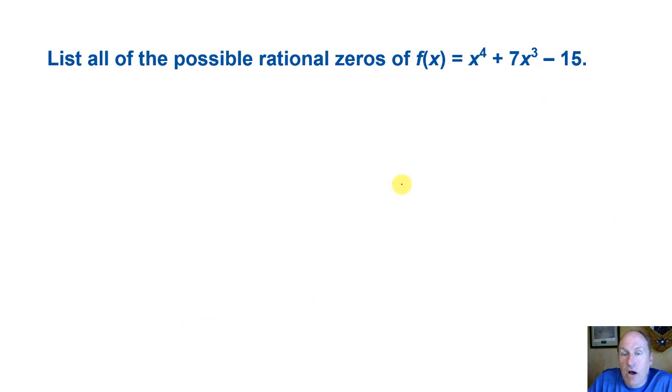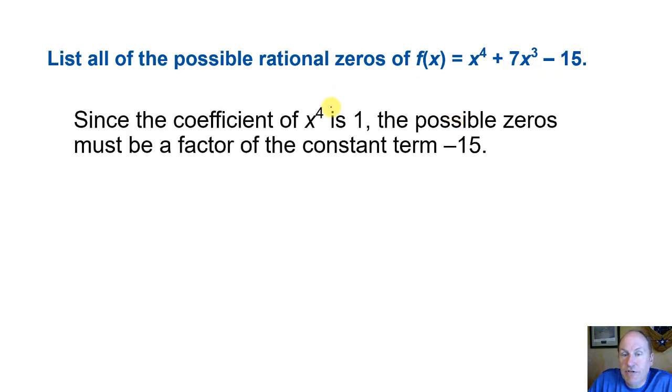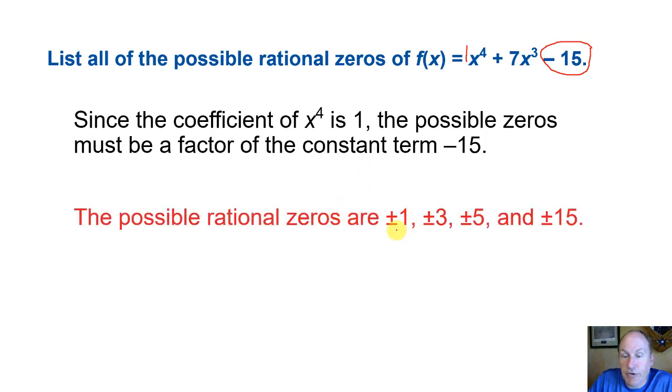So let's look at all the possible rational zeros of x to the fourth plus 7x to the third minus 15. Well, we know the coefficient of x to the fourth is 1, and so that means all our zeros are factors of the constant term negative 15, which means that our possible rational zeros are plus or minus 1, plus or minus 3, plus or minus 5, and plus or minus 15, all of which are the integer factors of negative 15.